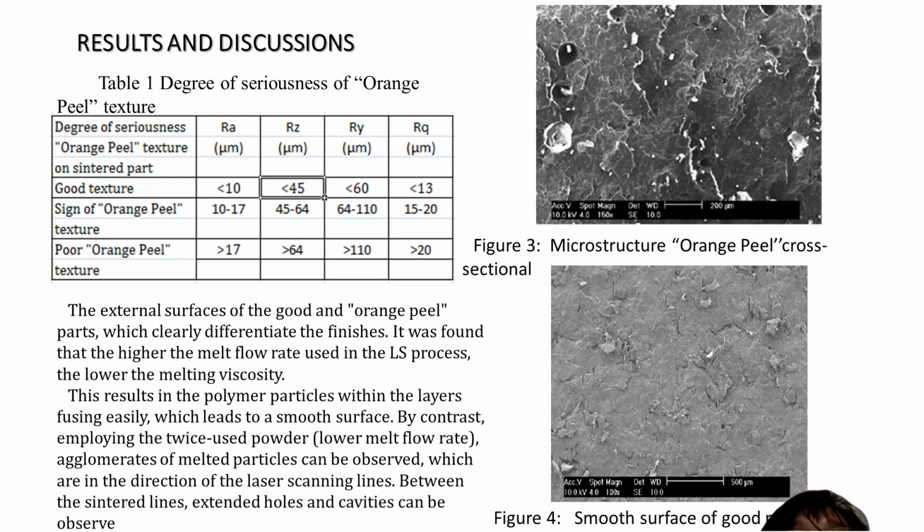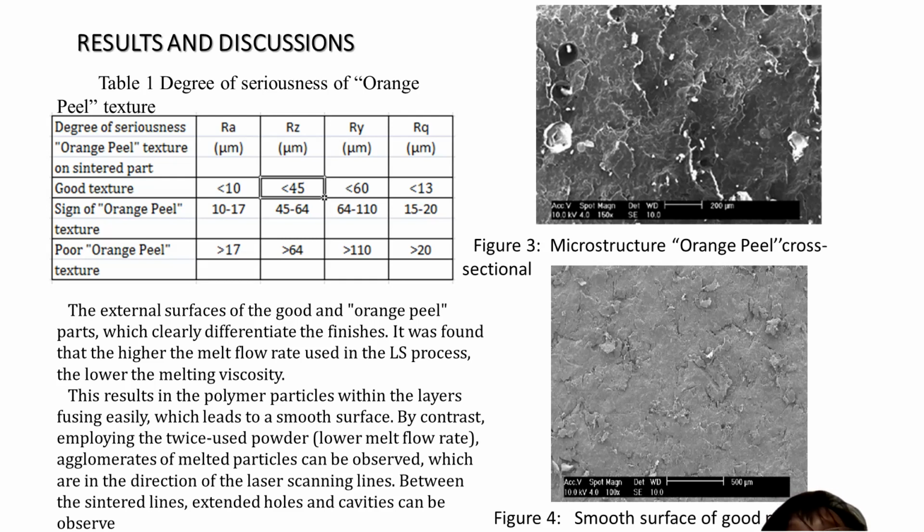In contrast, the cross-sectional structure of an orange peel texture exhibits a very inhomogeneous structure after laser sintering. It is observed that cavities have different shapes and sizes. The average cavity size is approximately 100 micron to 200 micron.